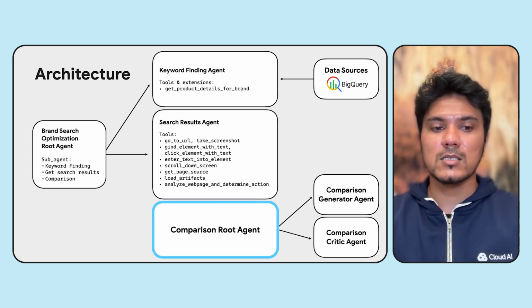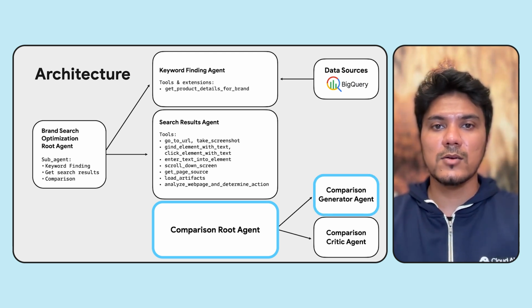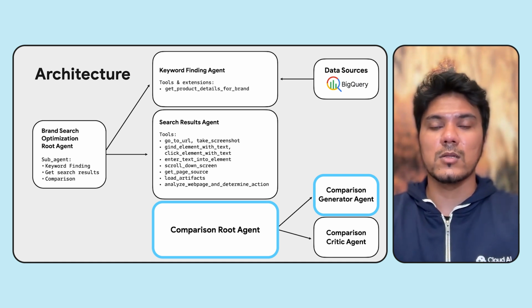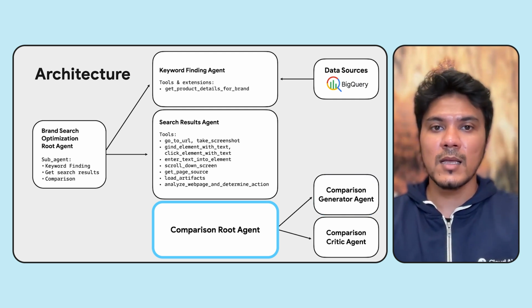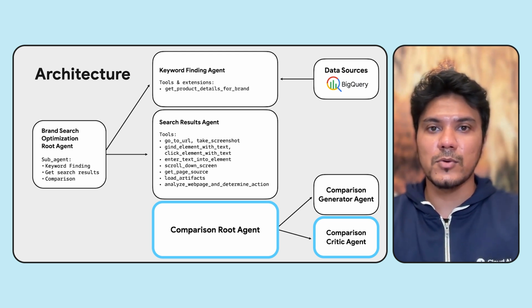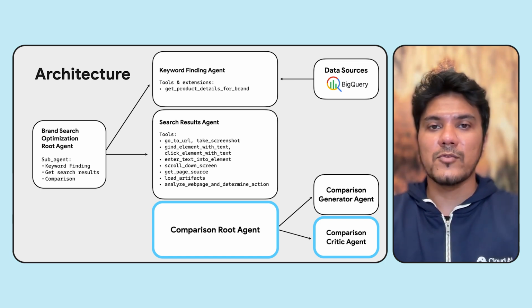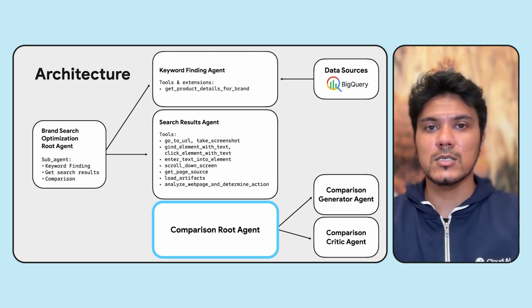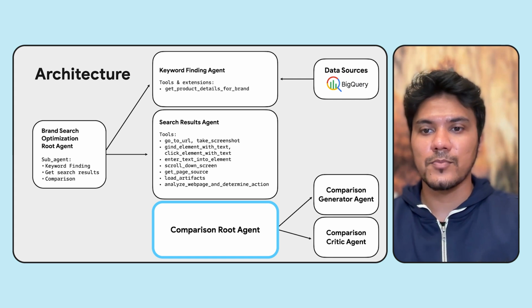So coming to the next agent, we have two parts: the generator and comparator. The generator will compare and create a report of what the new titles should look like by comparing with the top search result titles. And the critique will then improve on the comparison to give you a better report. And this is where you as a company can also introduce your policies and if you have specific rules. So ultimately, the comparison root agent is where we stop and get a report.